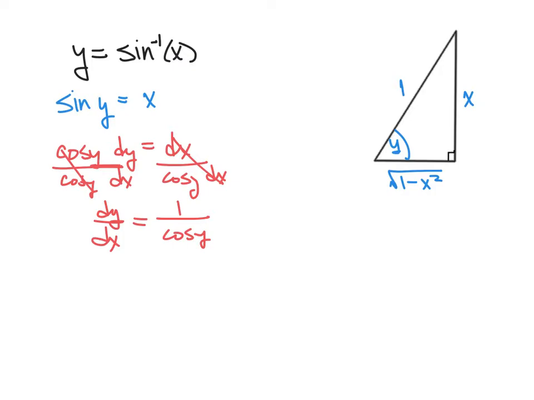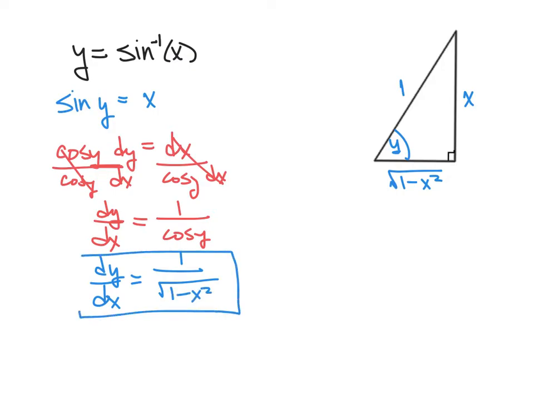But like we said, we want this derivative to be written in terms of x. That's where that triangle comes into play. Looking at the triangle, where I have my angle y and all my sides filled in, we can evaluate the cosine of y. Cosine of y is adjacent over hypotenuse, so square root of 1 minus x squared over 1. And there we have our derivative.